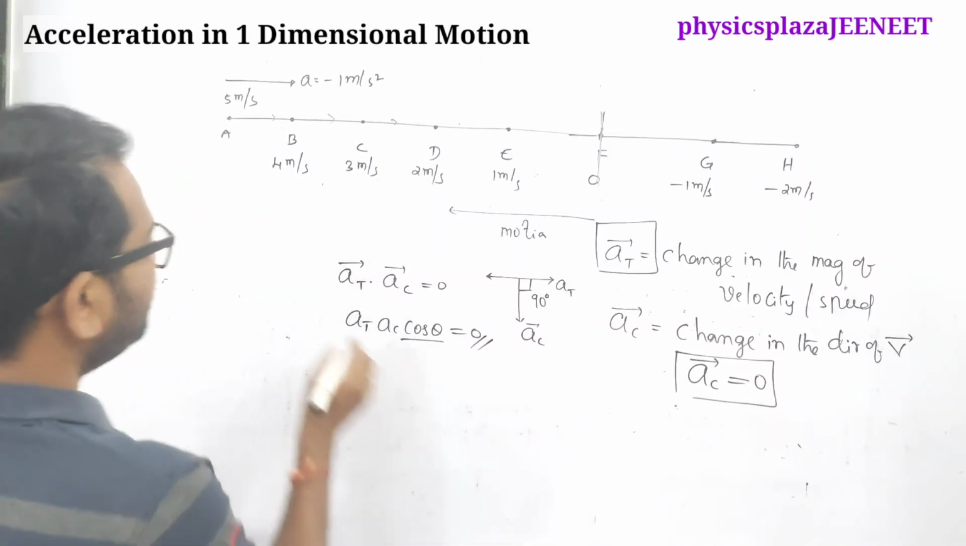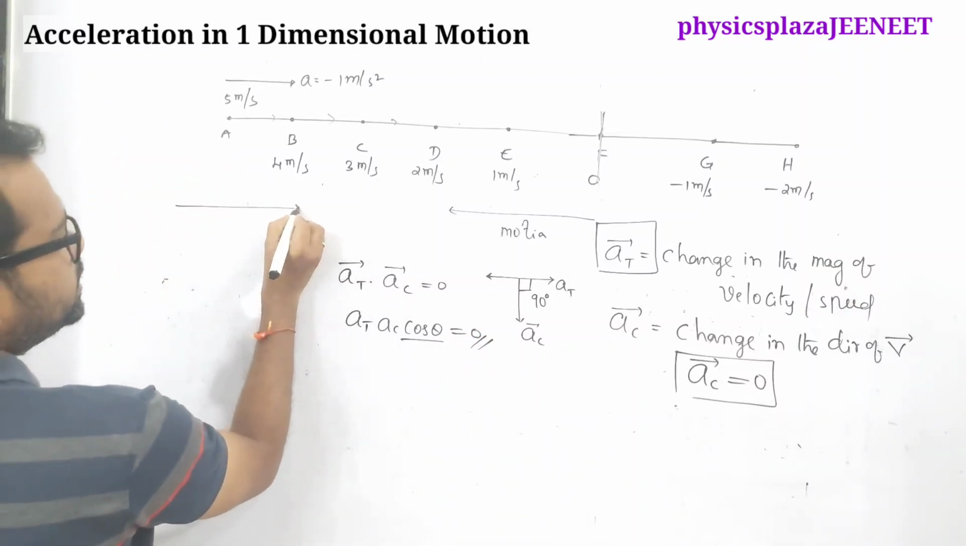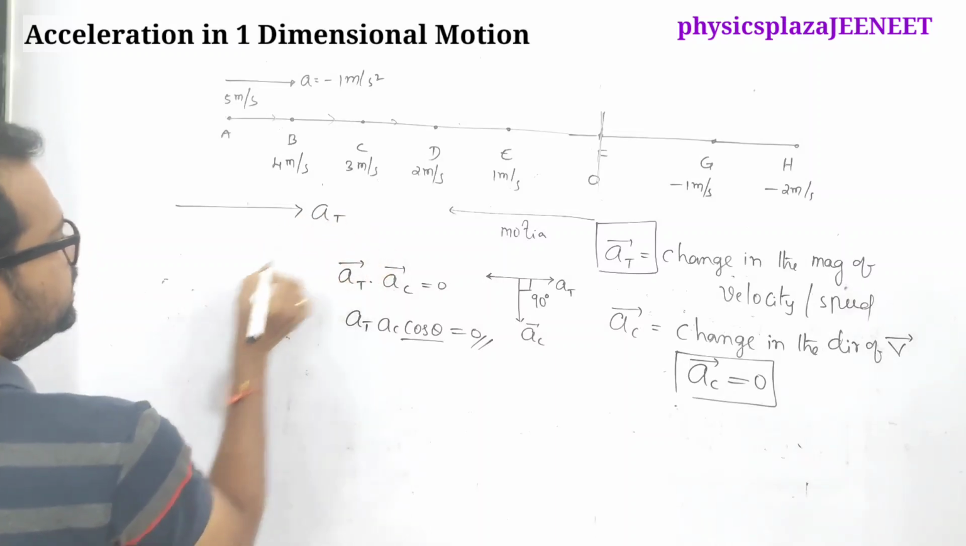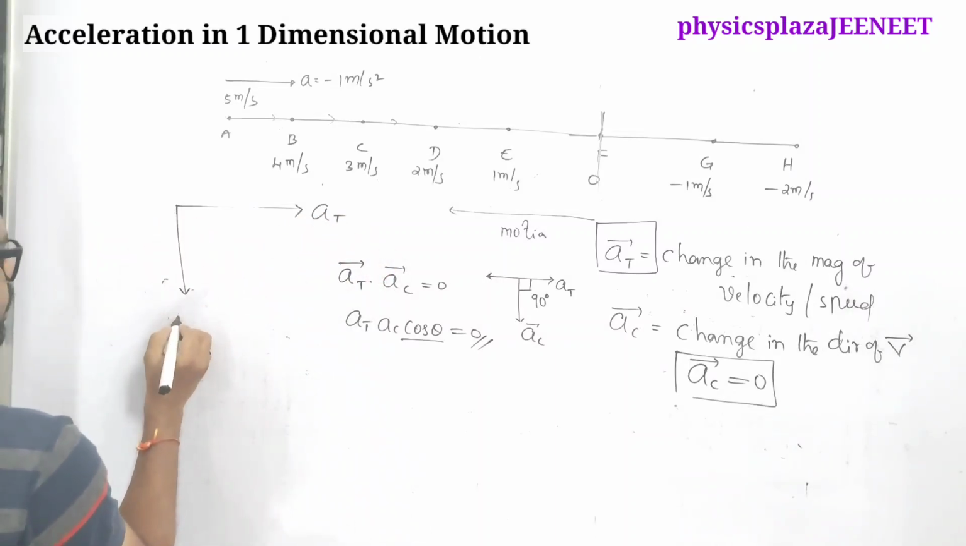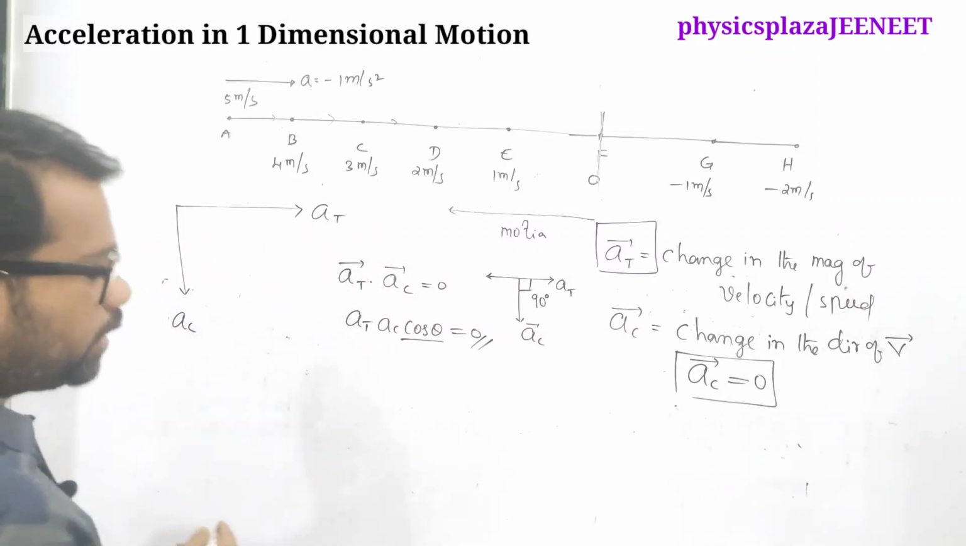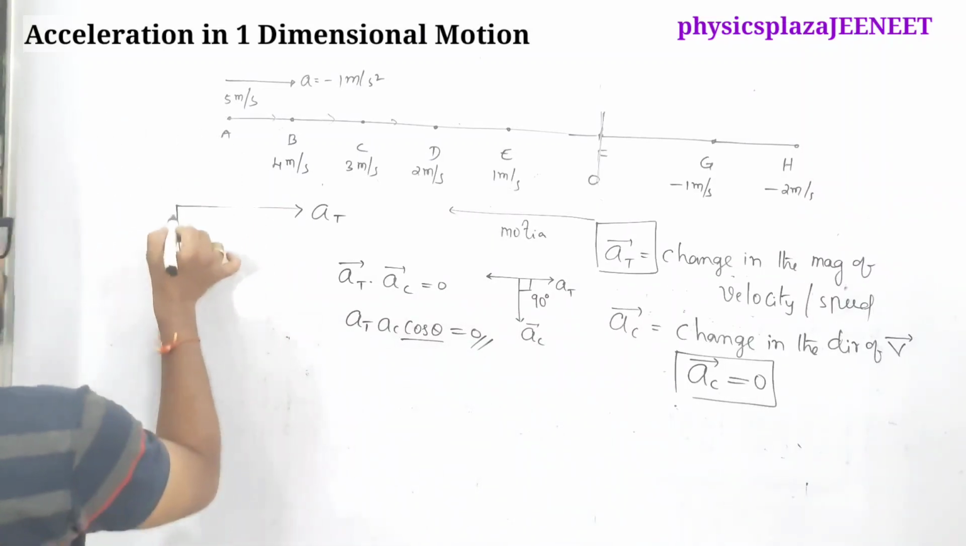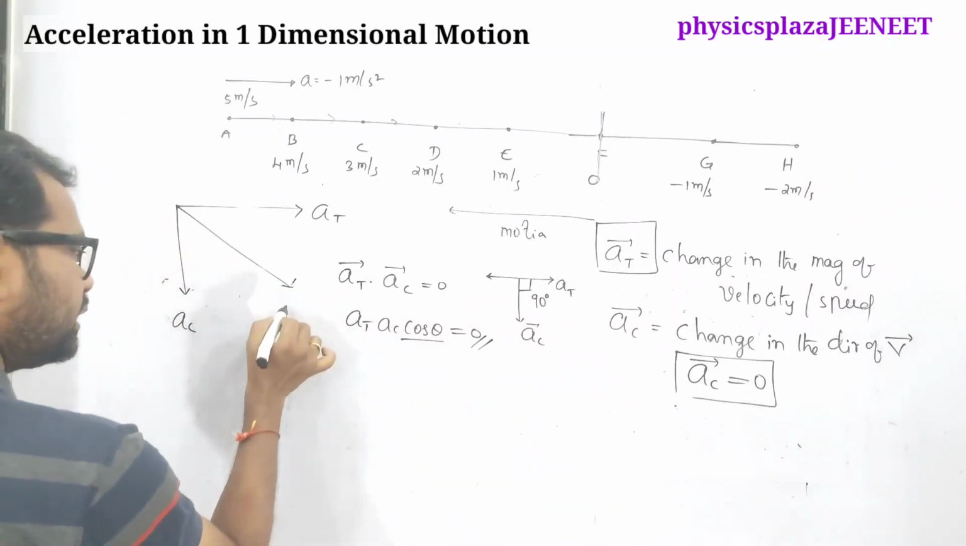Clear? Fine, children. And one more thing here. This is a tangential acceleration and here is a centripetal acceleration. Then how can we calculate the resultant one? Yes, so this gives you the resultant acceleration.